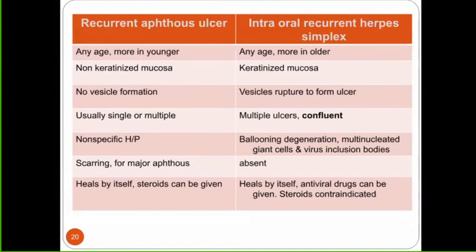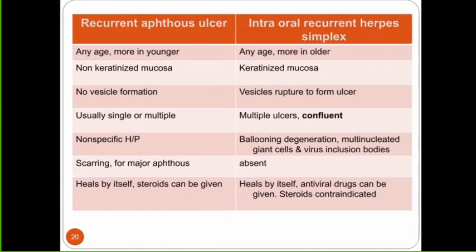Okay, because that's the secondary infection of the primary herpes. So this will occur more in older age, but aphthous ulcer is younger age. Non-keratinized mucosa, yes, we know that, and intraoral herpes will always occur on keratinized mucosa. Vesicle formation is not there in aphthous ulcers; in herpes there is vesicle formation. Herpes is always preceded by vesicle formation and the vesicle ruptures, and then you have an ulcer, but this is not seen in aphthous ulcers.